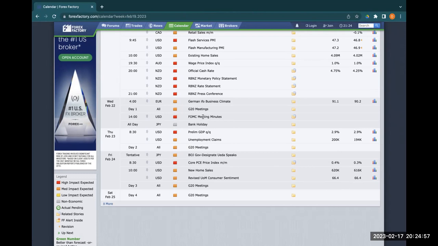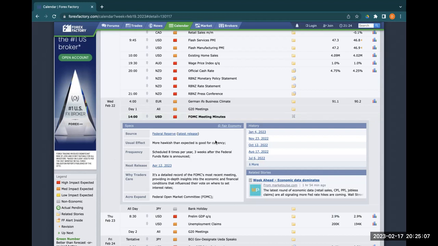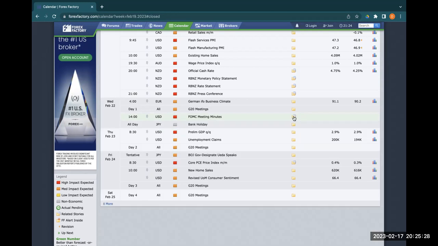Wednesday, FOMC meeting minutes in the afternoon. Probably not going to be too high impact. Let's tap into this. So it's 3 weeks after they released the interest rate decision, and so it's a more in-depth insight into the things that they talked about and I guess what influenced their votes. So depending on some of the comments mentioned in there, it could possibly be very high impact in the market.